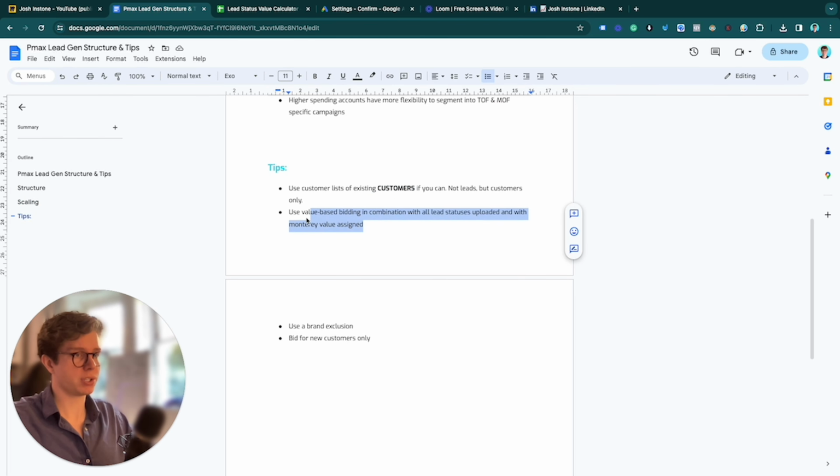Then the next thing we want to do is use value-based bidding. Value-based bidding is a really important one for lead generation, and it really transforms your normal lead generation accounts into more one that looks like an e-com account. And because of this, we are using target ROAS, maximize conversion value, for our bidding strategy. And what we want to do is combine this with all of the lead statuses uploaded as conversions with monetary value assigned to each of those. Now, that probably just sounded like a load of gibberish, but let me explain that a little bit more.